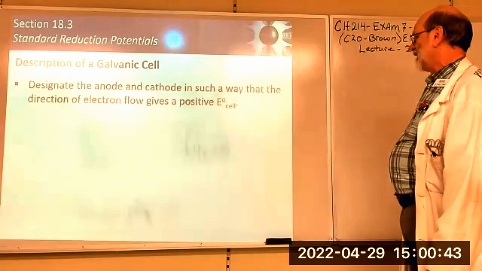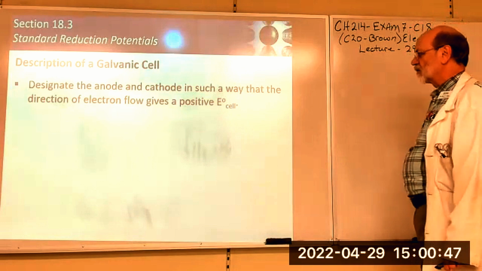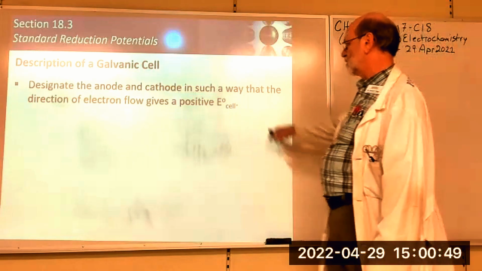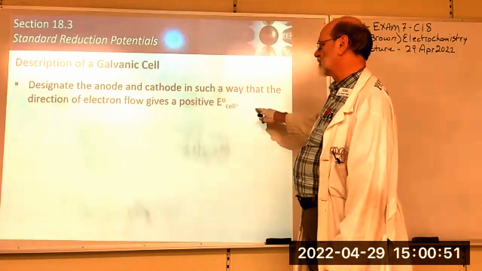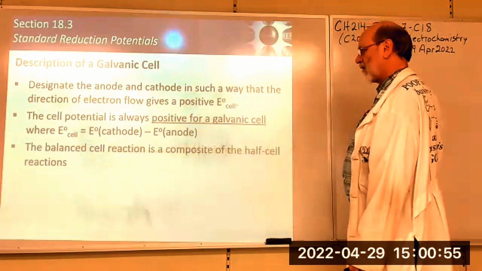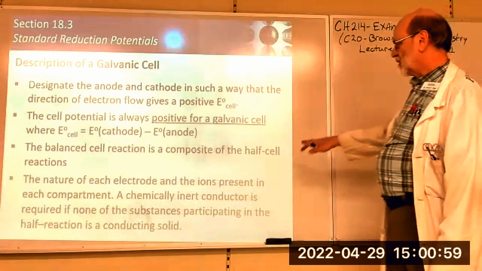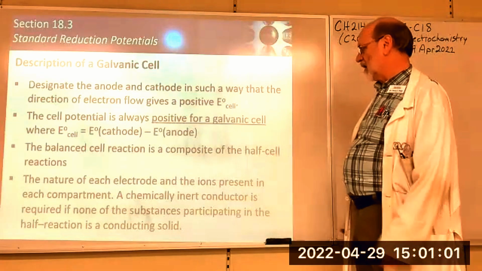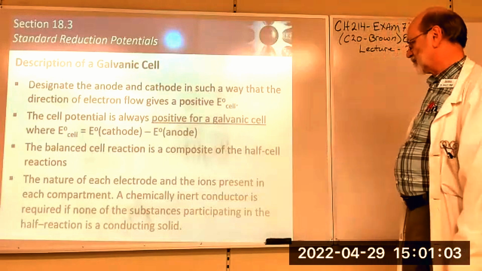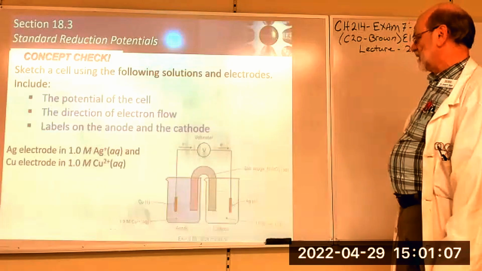Okay. Designate the anode and cathode in such a way that the direction of electron flow gives a positive E0 for the set. Okay. And then balance the cell reactions so that you can figure out how many electrons are transferred. Okay.